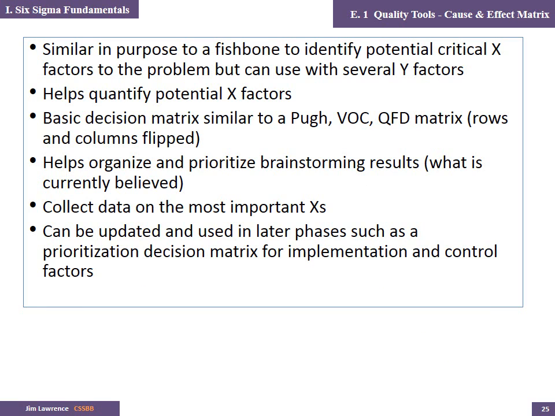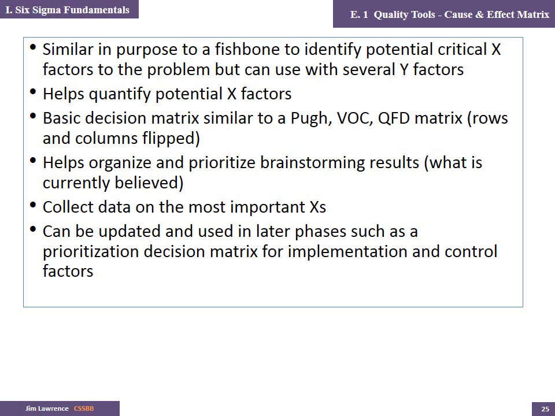Now, similar in purpose to the fishbone is the cause and effect matrix, to identify potential critical X factors with several Y factors. It helps quantify potential X factors. It's a basic decision matrix we saw before. It's similar to a Pugh matrix or a voice of the customer matrix. It helps organize and prioritize brainstorming results. And then you can collect data on what are the most important X's to you. It can be updated and used in later phases, such as implementation and control, for weighing and selecting options there.